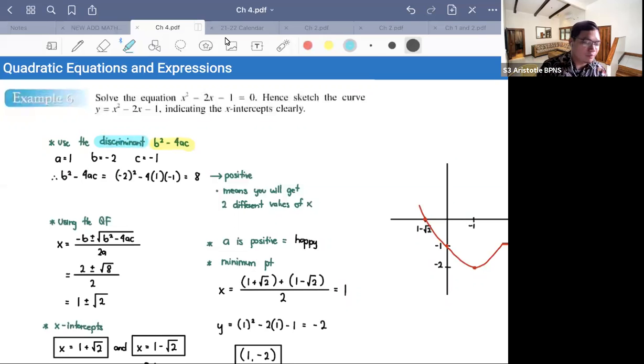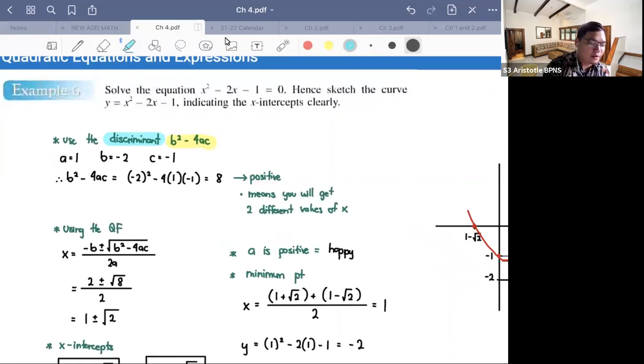To solve this one and sketch it, we need to find a, b, and c, right? You identify a, b, and c. I think everyone knows what a, b, and c are. So a is 1, b is negative 2, and c is negative 1. So there we go. Now, let's use the discriminant b squared minus 4ac right away, so we know if there's an answer, if there are two answers, or if there's no answer at all.